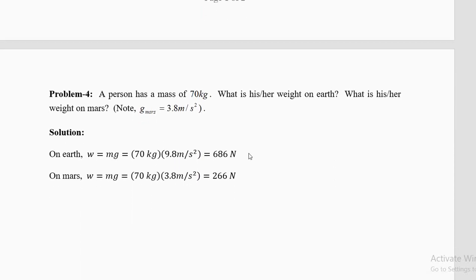Now a person has a mass of 70 kilogram. What is his or her weight on earth? What is his or her weight on Mars? See, Mars is a planet, and the acceleration due to gravity on the surface of Mars is 3.8 meters per second square. So on Earth, the weight will be 70 into 9.8, you will get 686 newtons, just like the previous problems. And the weight on Mars will be 70 into 3.8, which is 266 newtons. The weight is much less.